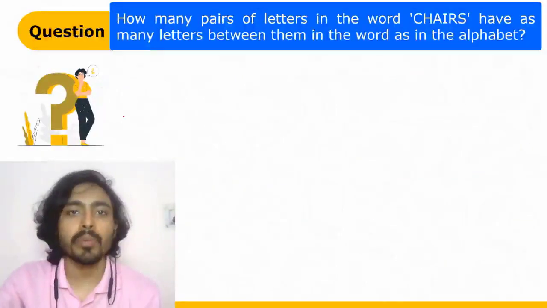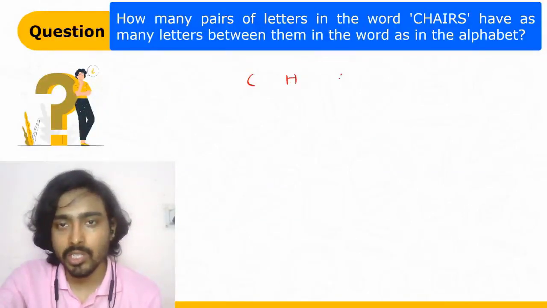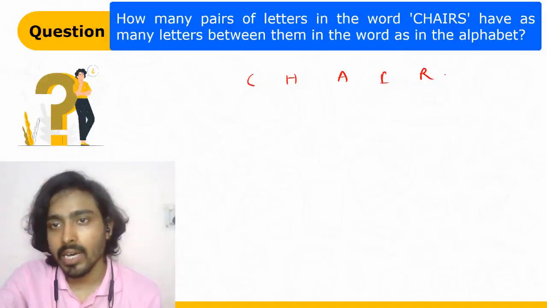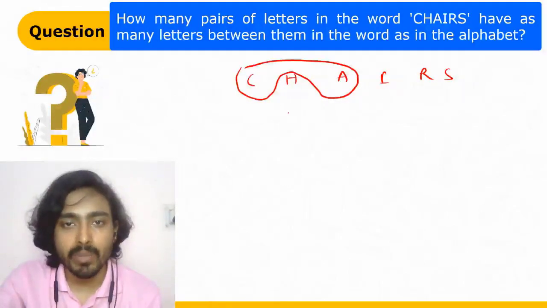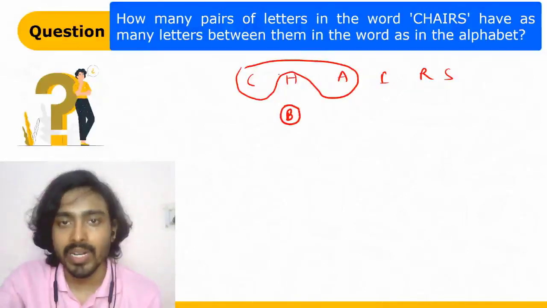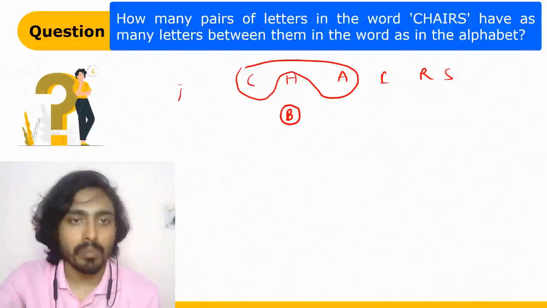Let's move ahead. How many pairs of letters have the same number of letters in between? So look at this. C, H, A, I, R, S. When you look at C and A, we only have B in between, right? That is exactly the way it is in alphabet, right? So we have one pair for C and A.